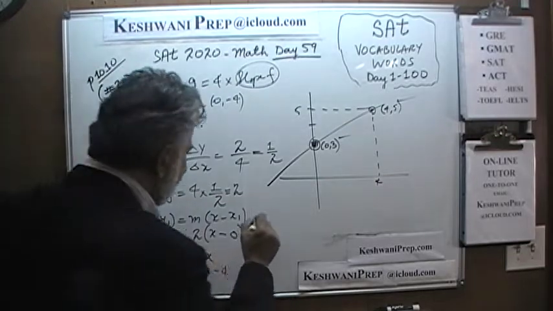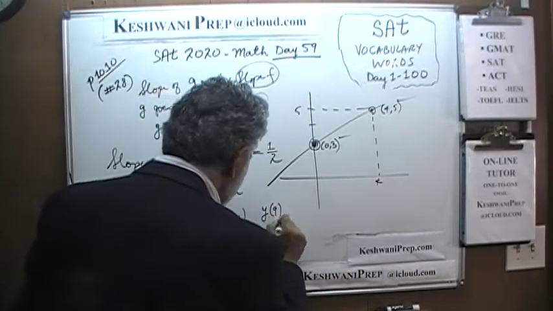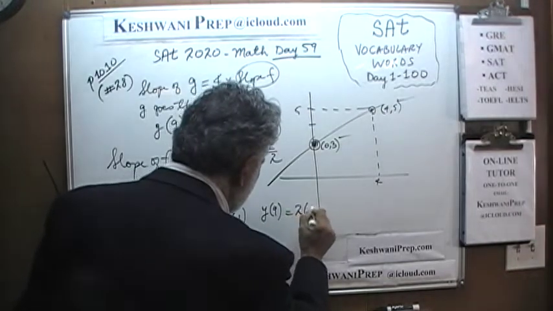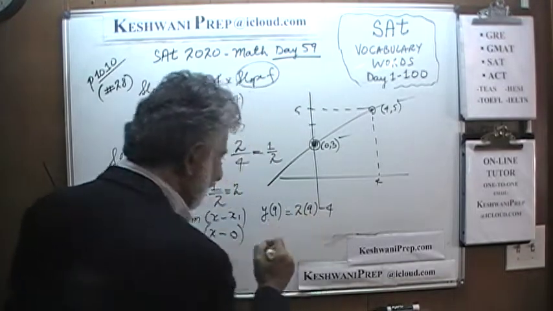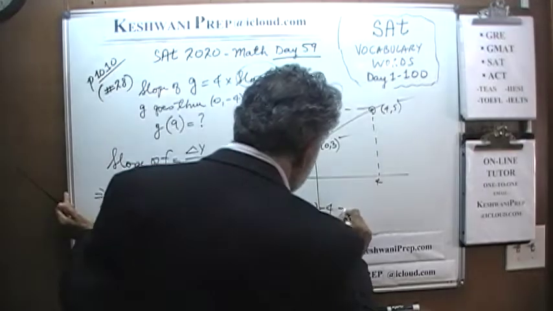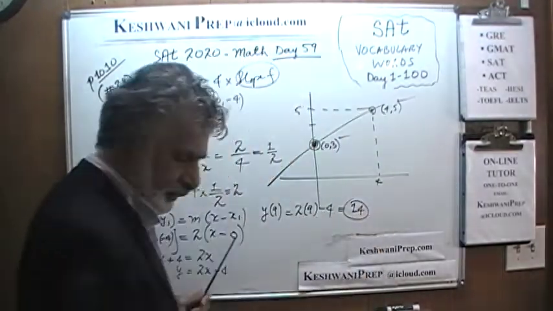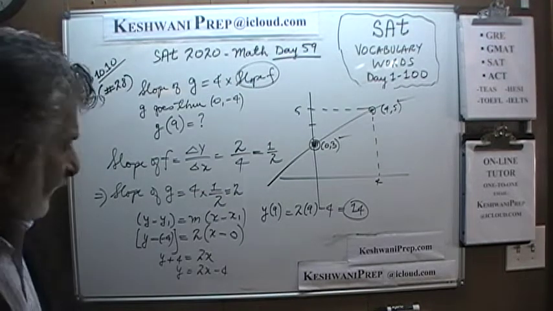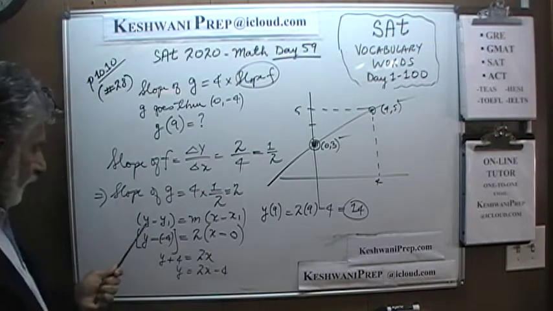And now we can figure out what's the value of this function when x is equal to 9. When x is equal to 9, it is 2 times 9 minus 4. 2 times 9 is 18. 18 minus 4 is 14. And that's all there is. There's nothing to it. The answer is C.